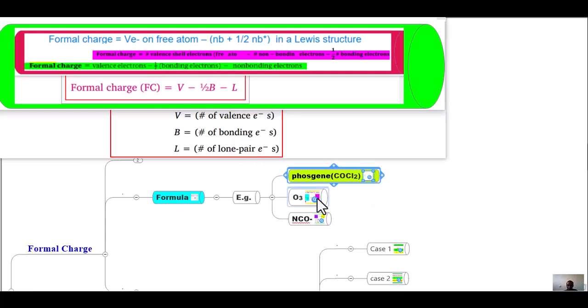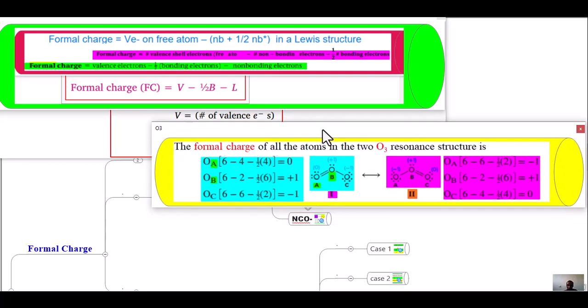And another example is the formal charge for oxygen in ozone resonance. We have 2 resonance structures, this resonance and this resonance. I will explain what resonance is in the future. And the formal charge for this oxygen at A, oxygen at B, and oxygen at C. The formal charge for oxygen at A is equal to the valence electrons, that is 6 for oxygen, minus the number of non-bonding electrons at oxygen A, that is 4, minus half of the bonding electrons for oxygen at A. We have 2 bonds, that is 4 electrons, which is equal to 0.